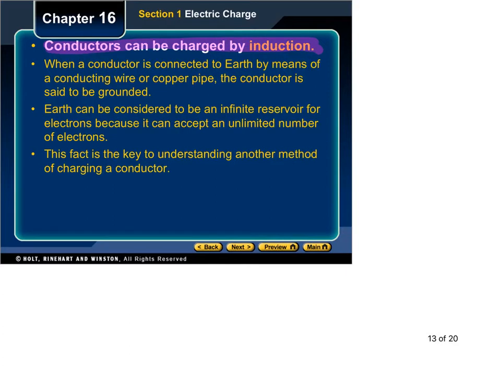So if we connect a conductor to the earth by means of a wire or a copper pipe, a conductor is said to be grounded. Earth can be considered an instant reservoir for electrons because it can accept an unlimited number of electrons. And this allows us to do this charging by induction.